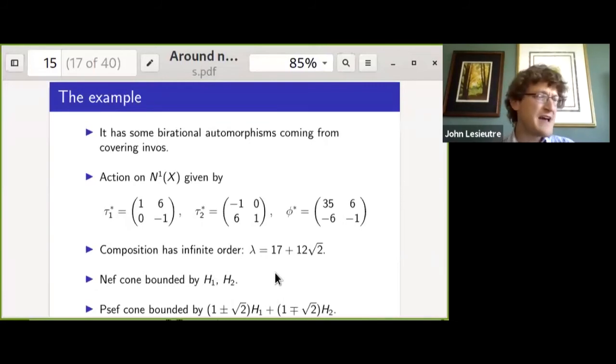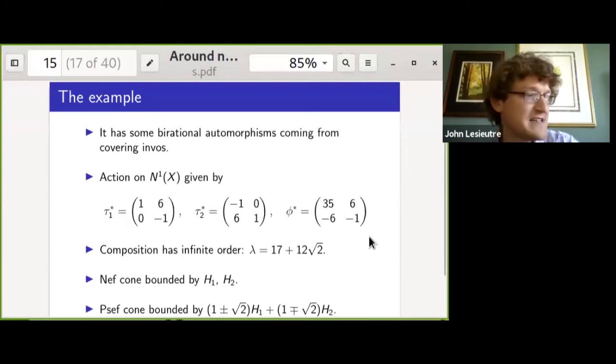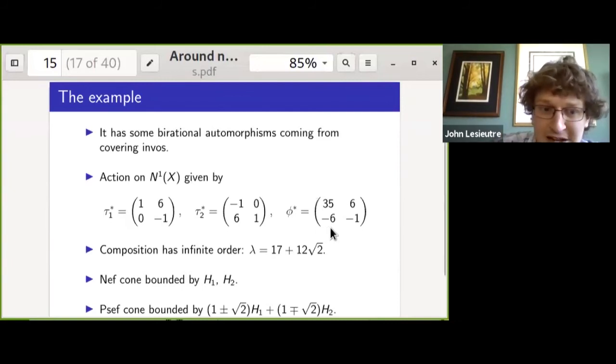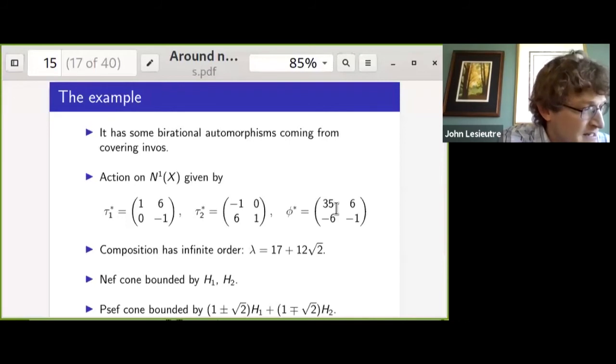All right, so what would happen if I started with an ample divisor and started pulling it back by this map phi again and again and again? I could take the ample class 1, 1 and pull it back. That map does not preserve the first quadrant, so it's not going to pull back an ample to an ample. It's going to pull back 1, 0 to 35, -6, so down here somewhere. That's if I pull back by phi.